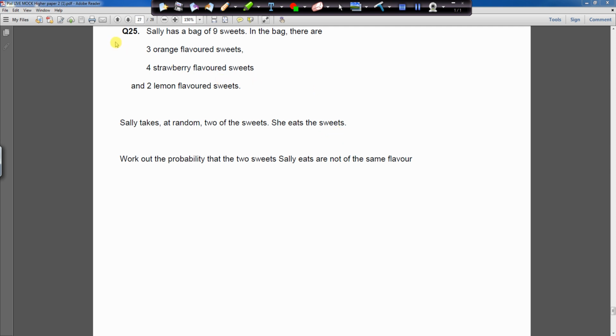Okay, welcome back to the next question. This is now question number 25. Sally has a bag of 9 sweets. In the bag there are 3 orange flavor sweets, 4 strawberry ones, and 2 lemon ones. So you straight away want to work out the probability of an orange. That's quite straightforward. It's 3 out of 9. Don't worry about cancelling at this stage.